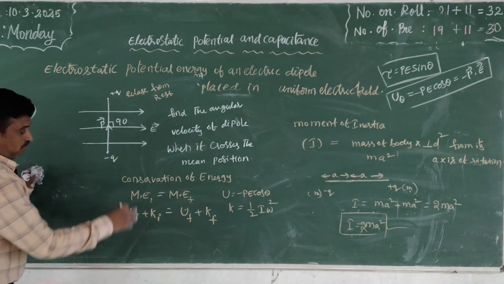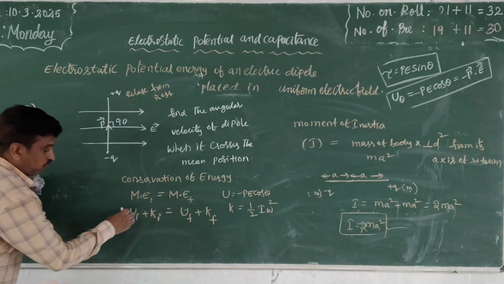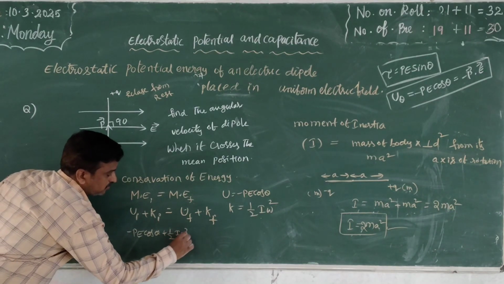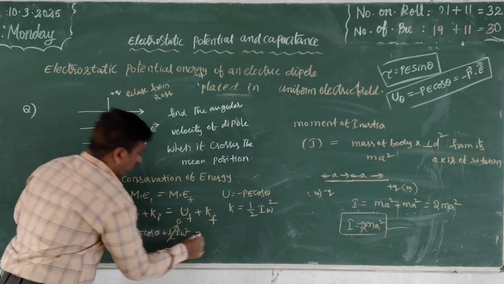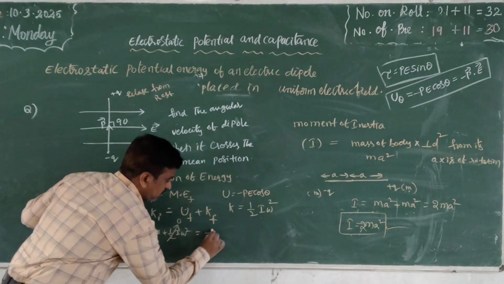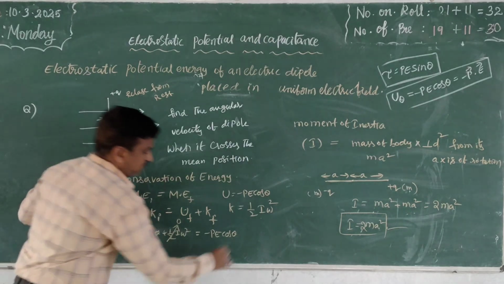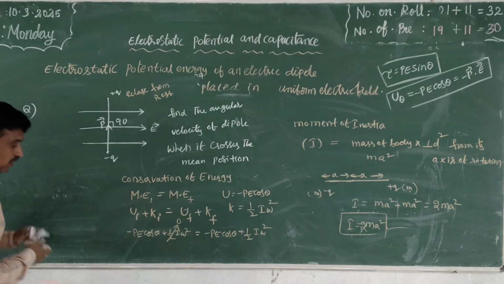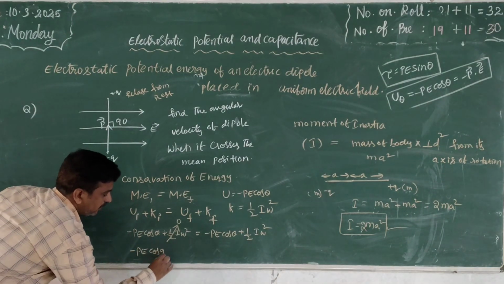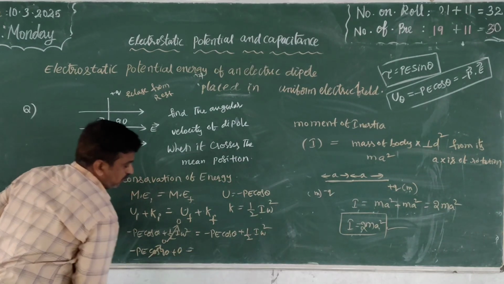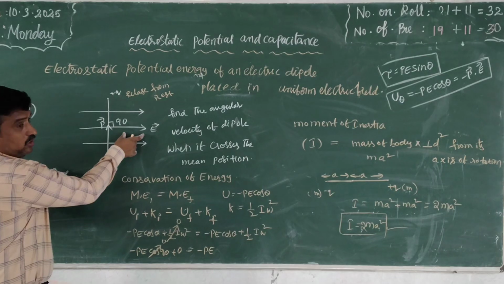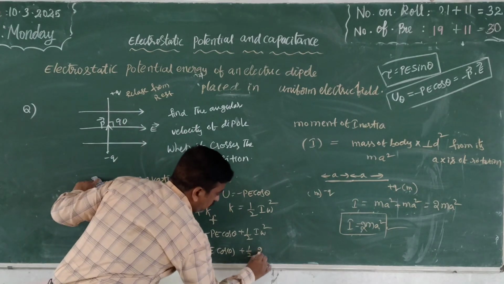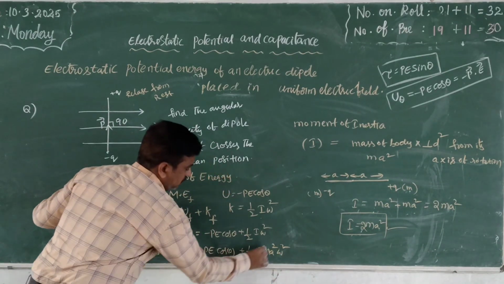Initial mechanical energy equals final mechanical energy. The potential energy is minus pe cos theta, and the kinetic energy is half I omega square. The initial kinetic energy is 0 because it is at rest. The final potential energy is minus pe cos theta plus the kinetic energy, half I omega square. In the first case theta equals 90, so minus pe cos 90, and cos 90 is 0, so that term is already 0. Then it reaches the equilibrium position, theta equal to 0, cos 0 is 1, and half I means half of 2m a square omega square, so the 2 cancels.